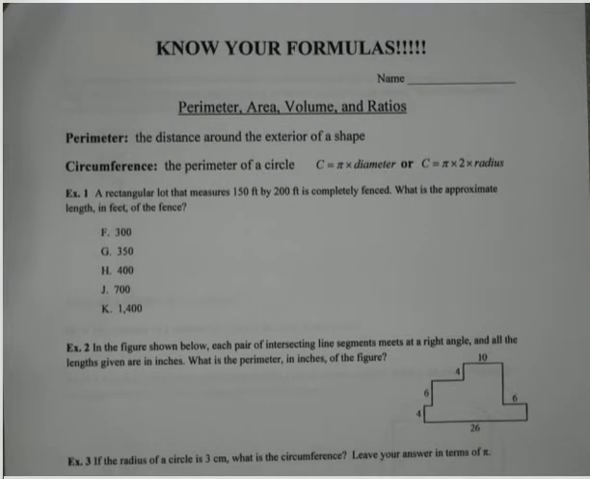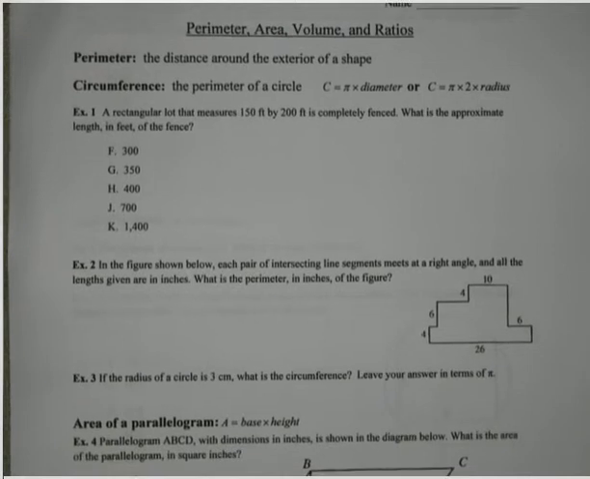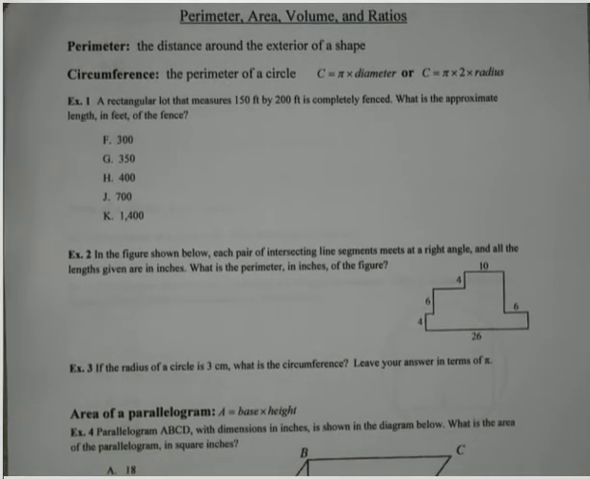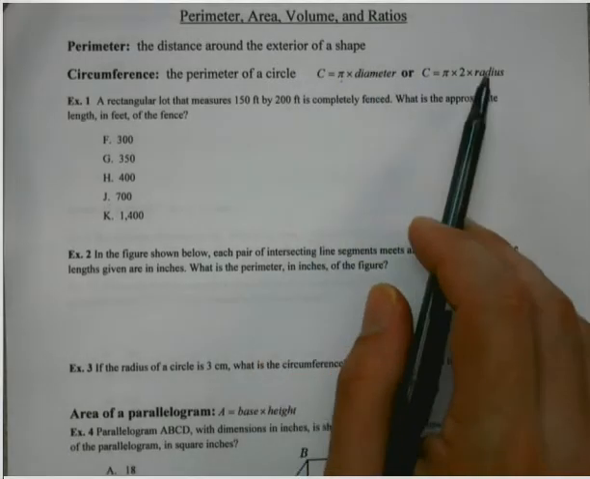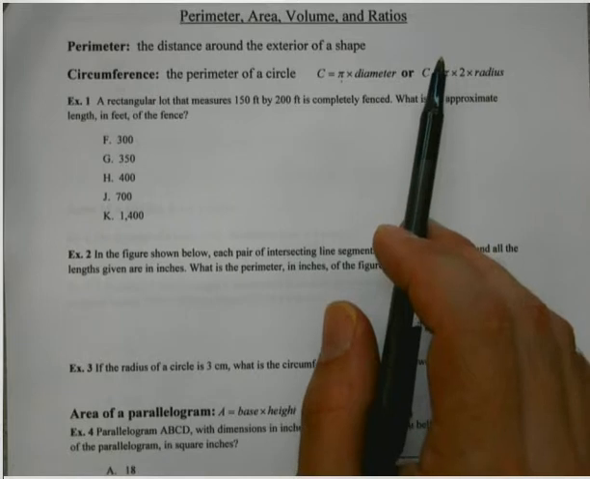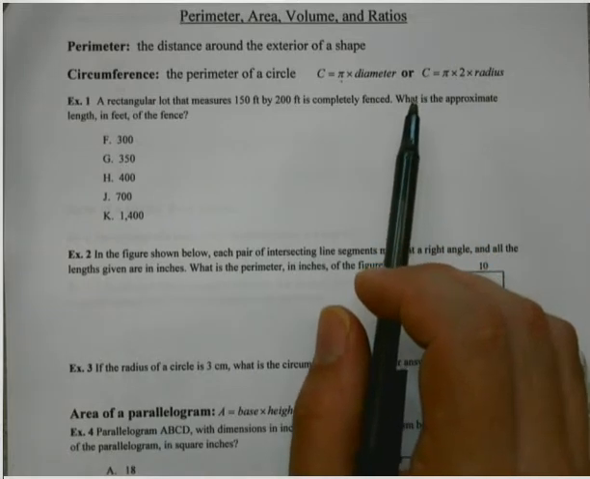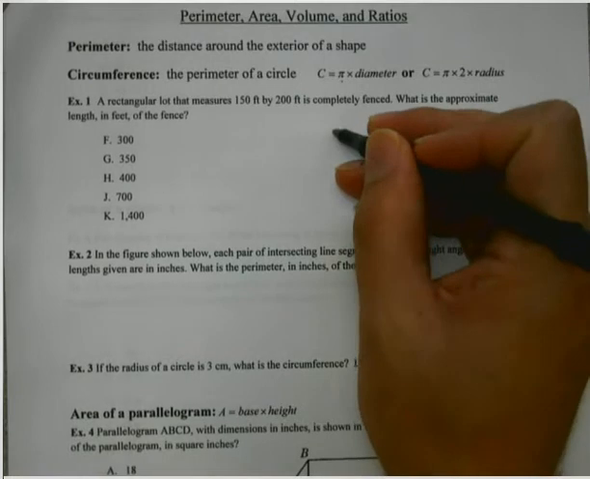Okay, now down to business. Perimeter, area, and volume, and ratios here at the end. Perimeter you've been working with forever. It's just the distance around the exterior of a shape. That goes for any shape except a circle, in which case we call it circumference. Circumference we can find with one of 2 options. If we have the diameter, we just multiply it by pi. If we have the radius, we multiply it by pi, but then by 2, because 2 radii would equal a diameter anyway. So our first question: a rectangular lot measures 150 by 200 feet.